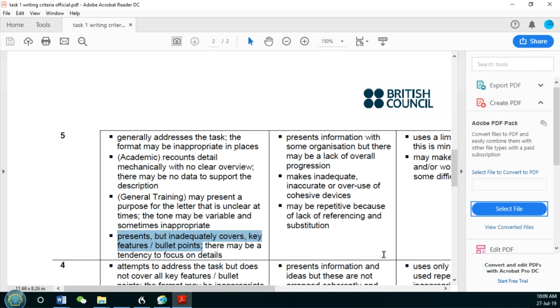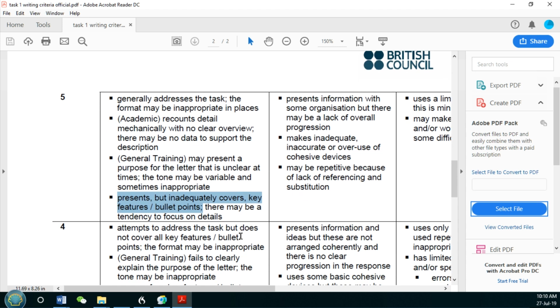Presents but inadequately covers key features, bullet points. Key features would be, in the academic version of the test, and in the general version, it's about the bullet points. Okay, so if we mention one problem and not two, we have inadequately covered the bullet point. We've covered it, we've got a problem, but we've inadequately covered it. Now, if we don't mention problems at all, which would be hard, then it drops down to a 4, attempts to address the task but does not cover all bullets.